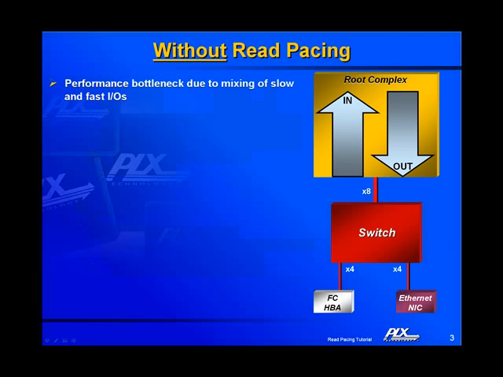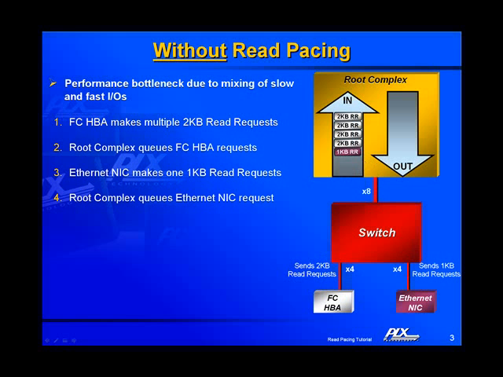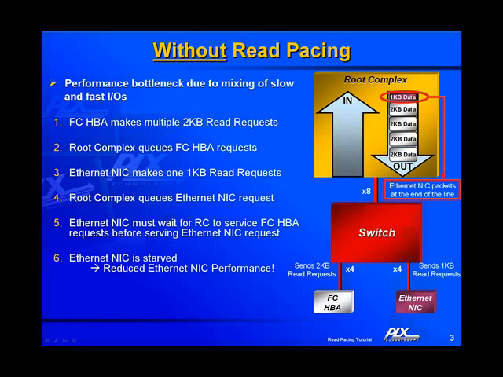Without read pacing, performance bottlenecks can occur due to the mixing of slow and fast I/Os through the same switch. In this example, the fast I/O is a fiber channel HBA and the slow I/O is a gigabit Ethernet NIC. The fiber channel HBA makes multiple 2K read requests. Then the root complex queues up those requests. Then the Ethernet NIC makes a single 1K read request and the root complex queues that request.